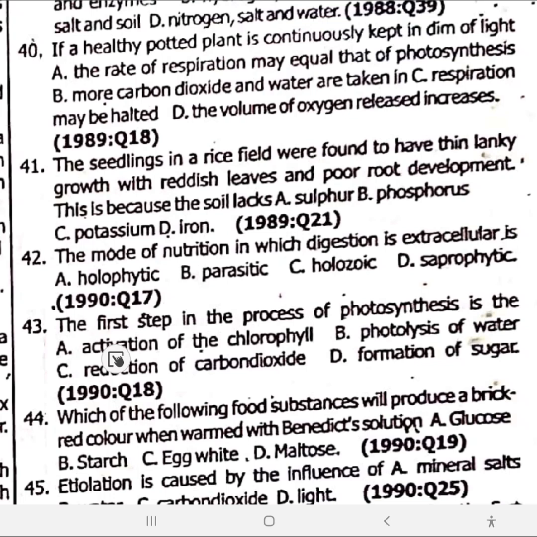Let's write. Photosynthesis has two steps. The first step is called the light stage or reaction stage. Here are the activities. Roman figure I. Activation of chlorophyll. Roman figure II. Photolysis of water, splitting of water. Oxygen is released in this process.